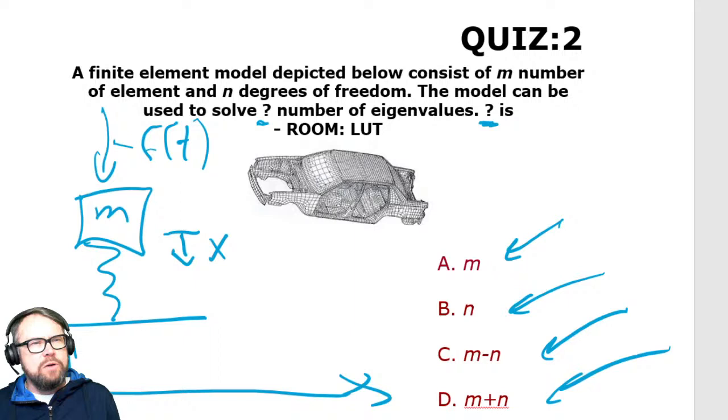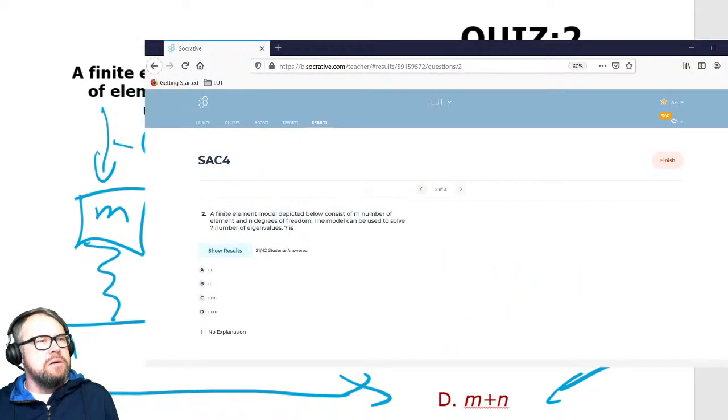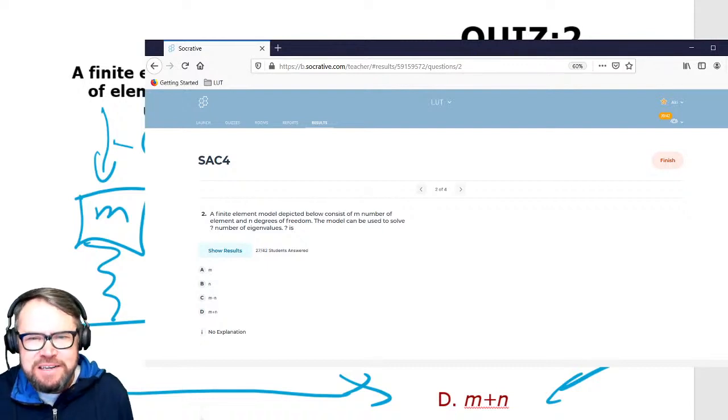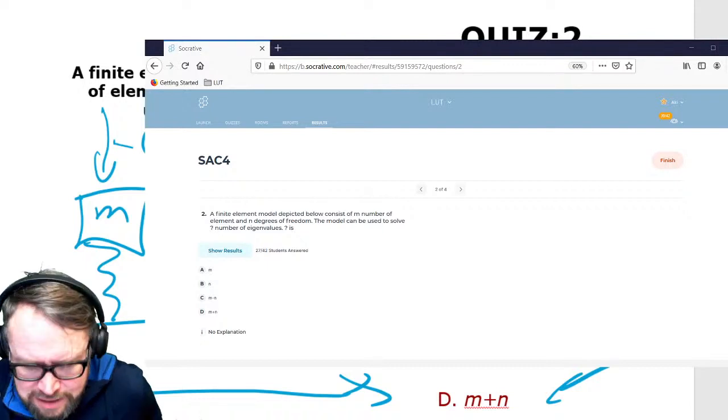Okay, so enough talking. 21 answers. So here's my Socrative. Can I keep on going? Okay, you can still change your answer if you feel that your first guess was not good enough. My personal guess is this one.